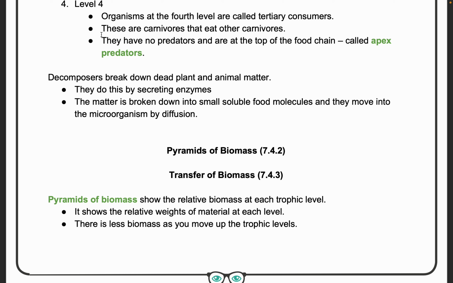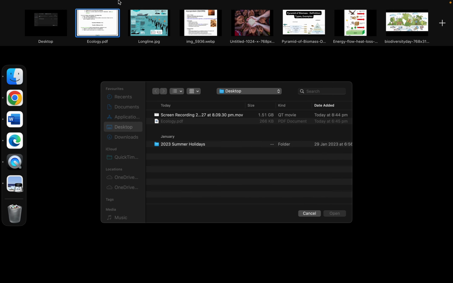Now pyramids of biomass. What is a pyramid of biomass? It is nothing but the transfer of biomass. So biomass is nothing but the amount of energy or matter which is transferred from one level to another level, like carbon. So pyramids of biomass show the relative biomass at each trophic level. It shows the relative weights of the material at each level. There is less biomass as you move up the trophic levels.